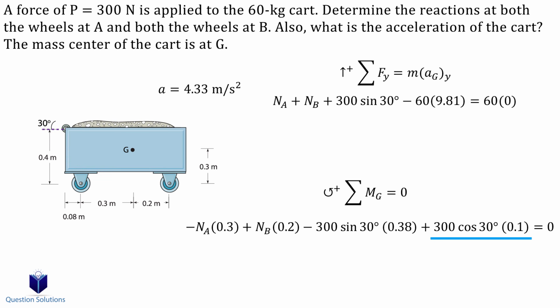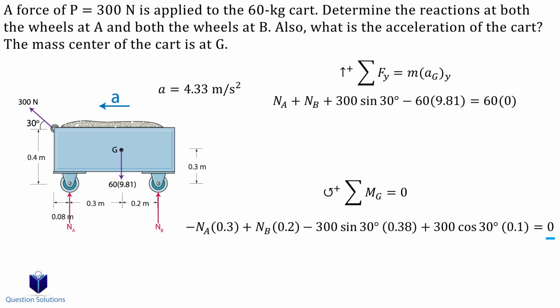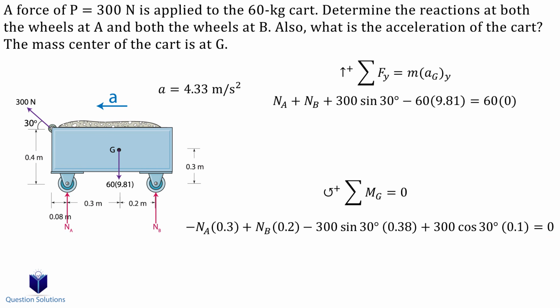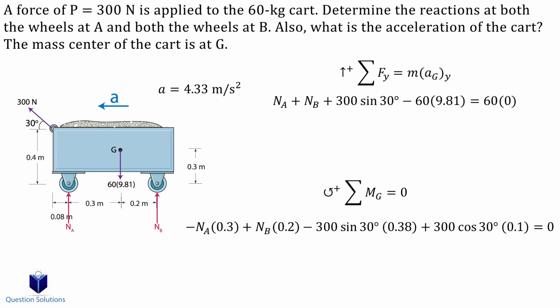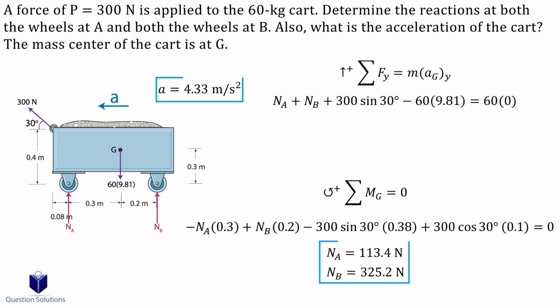Since this is a horizontal force, we will consider the vertical distance to the mass center, which means it's 0.4 meters minus 0.3 meters, giving us 0.1 meters. All of this is equal to 0 since the cart is not spinning and is only moving in the horizontal direction. We now have two equations with two unknowns. Solving them gives us the reactions at wheels A and B.